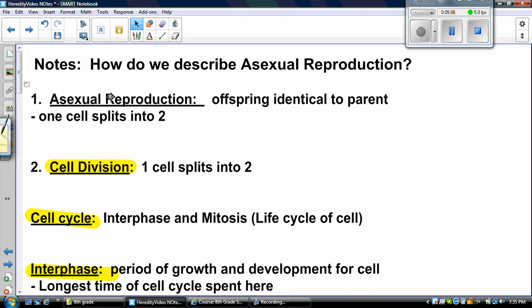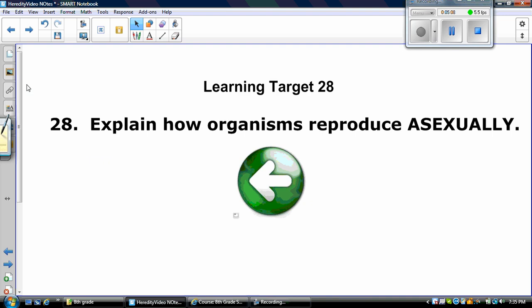Now, remember, we are going to go into the cell cycle in more detail. That's the next section of notes on Target 28. So Target 28 actually has two videos for notes that go with it. So you'll need to watch both videos to understand how organisms reproduce asexually.